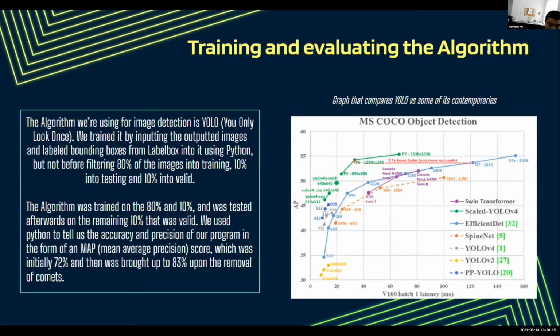We used Python to tell us the accuracy and precision of our program in the form of an mAP, which stands for mean average precision score, which was initially 72% and was brought up to 83% upon the removal of comets. These are graphs of YOLO compared with the other tools that also existed.